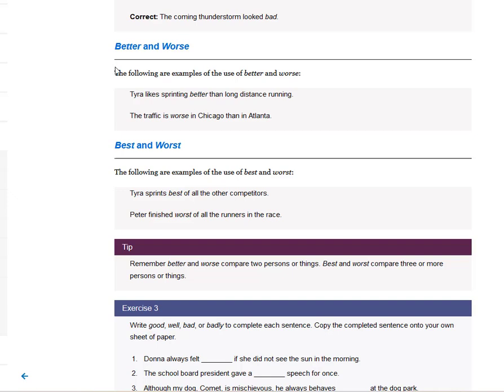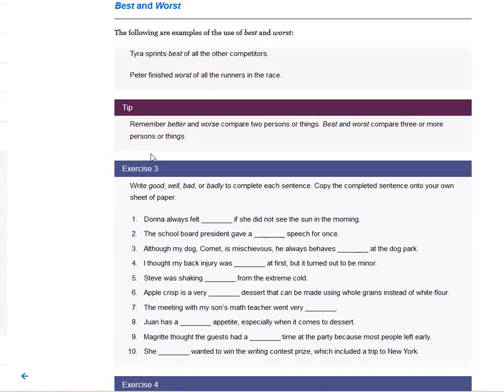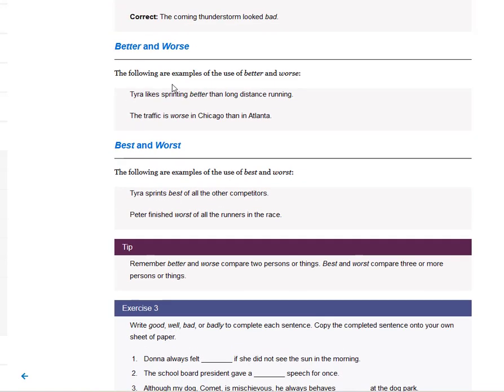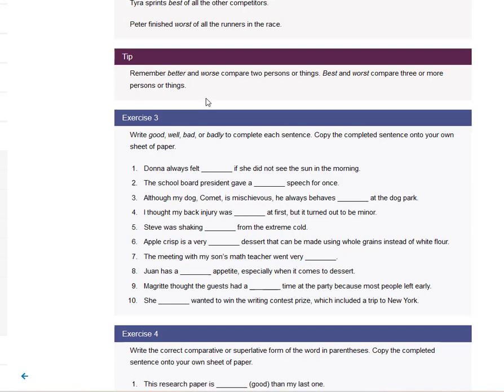And so if you're comparing two things, you use a comparative. If you're comparing more than two things, you use a superlative. So let me repeat that again. If you're comparing two things, that's when you use a comparative. And if you're comparing more than two things, you use a superlative. And always superlatives have the est, while comparatives have the er.